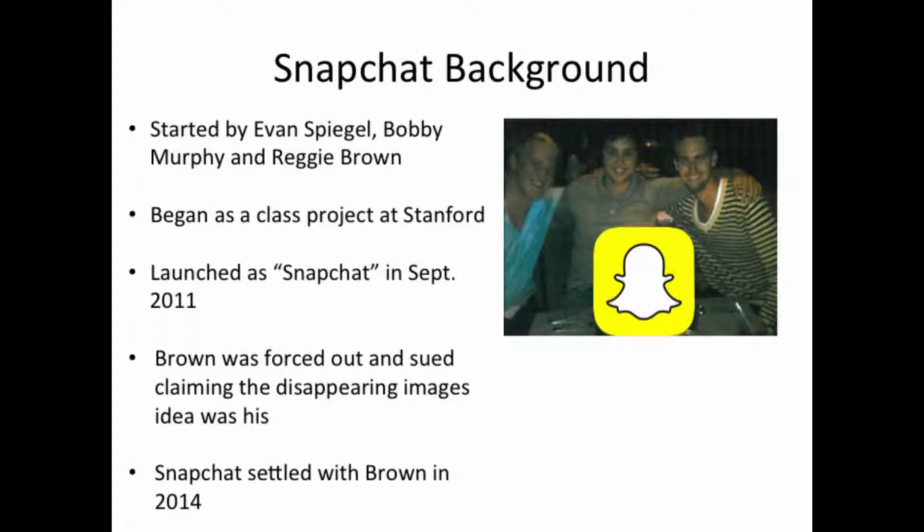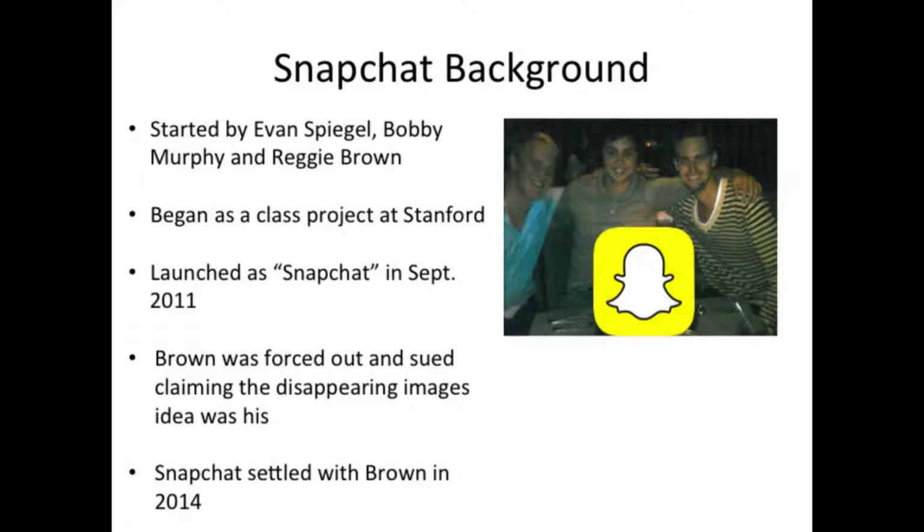Let's talk a little bit about Snapchat. Snapchat was created by Evan Spiegel, Bobby Murphy, and Reggie Brown when they were students and fraternity brothers at Stanford. The Snapchat prototype was started by Brown and Spiegel. Brown is on the left in this photo, Spiegel is on the right. It was started as a project for one of Spiegel's classes while at Stanford. Murphy, the guy in the middle of the picture here, came on board to help write the source code for the app, which was first called Peekaboo and relaunched as Snapchat in September of 2011.